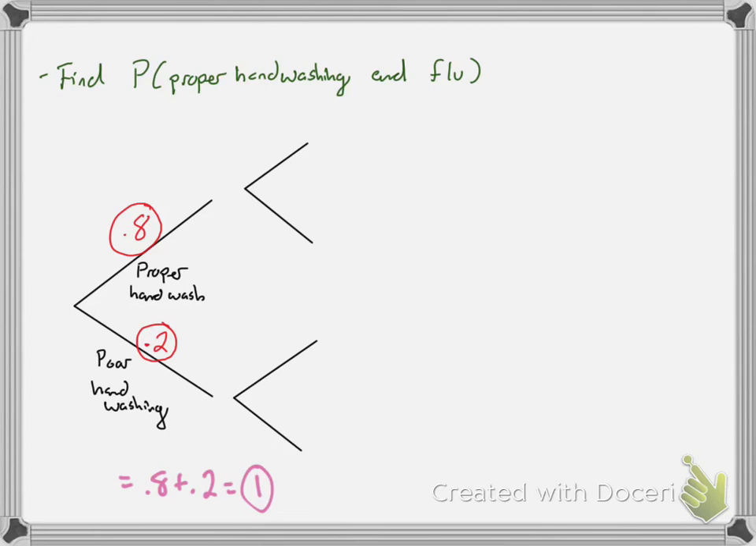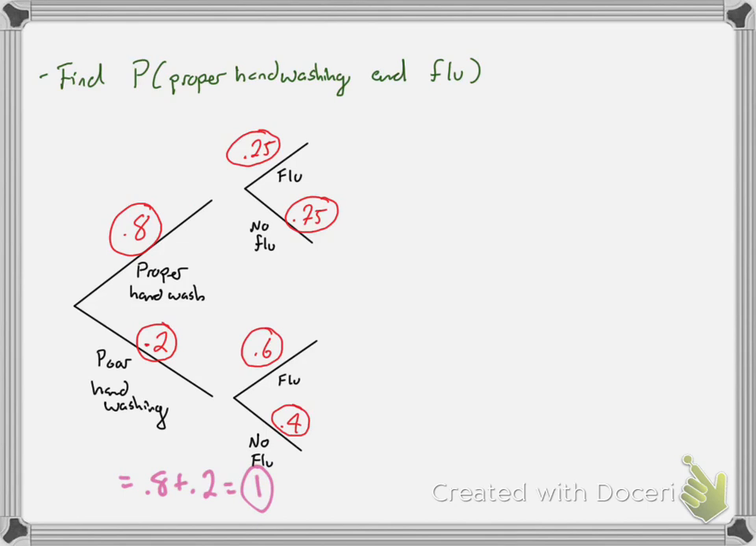From here, I could look at getting the flu versus not getting the flu. So out of everyone that washed their hands for more than 20 seconds, and then those who didn't wash their hands for more than 20 seconds: those who washed their hands properly, 25% of them got the flu, leaving 75% to not get the flu. Those who poorly washed their hands, 60% of them got the flu, so that would leave 40% for not getting the flu.